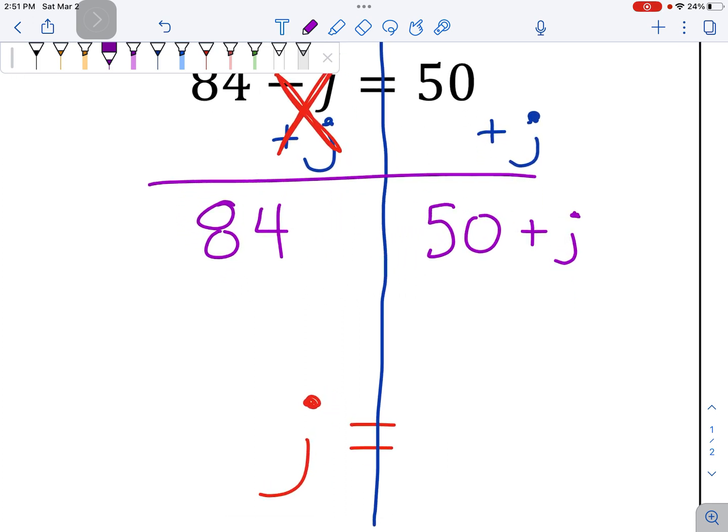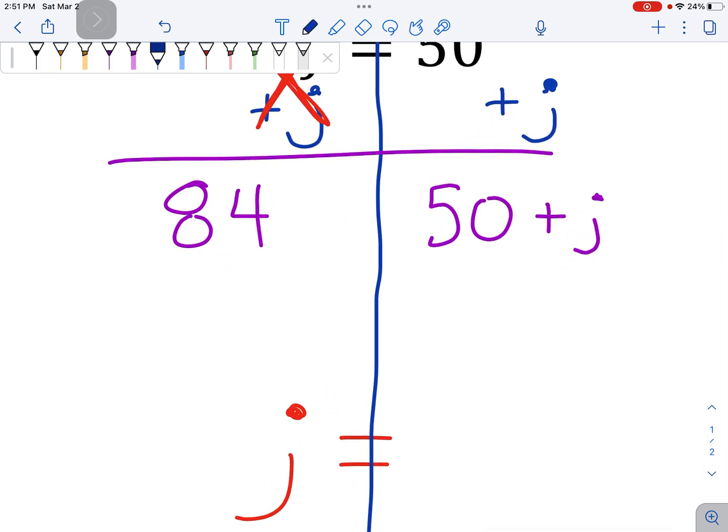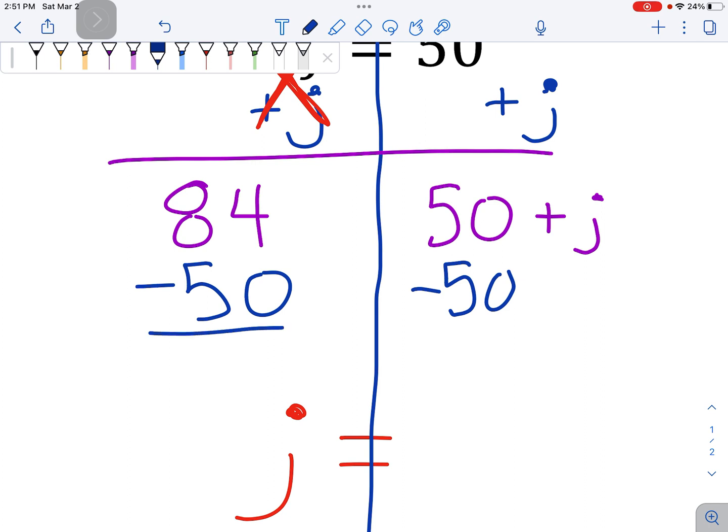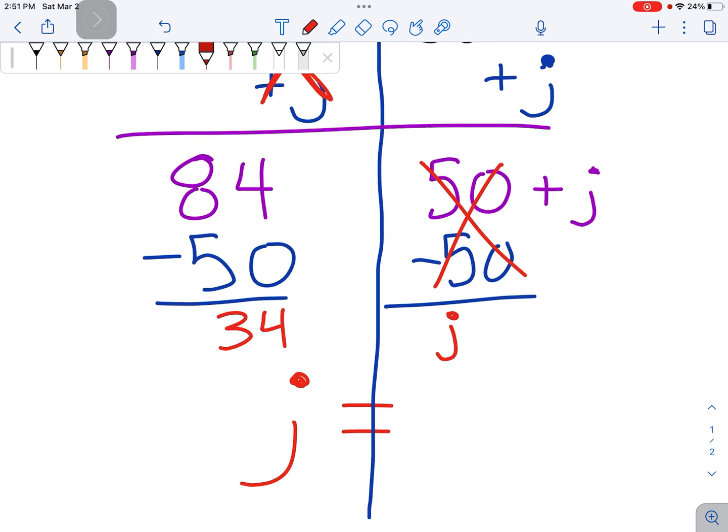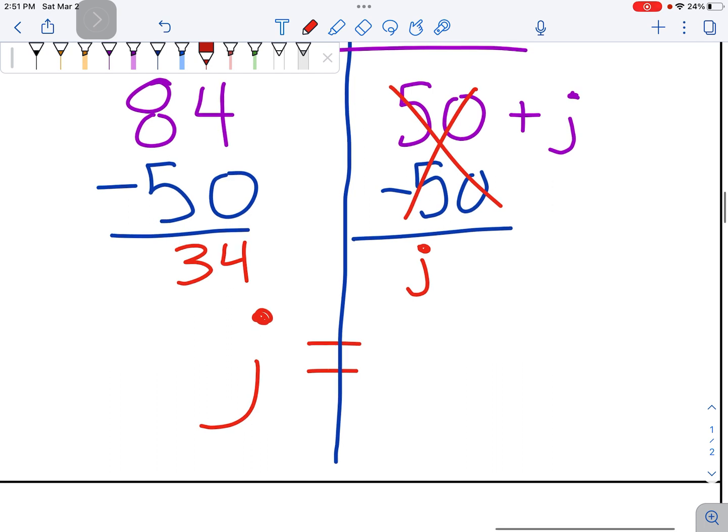Now I can get rid of the 50, right? Do you see that plus? So I'm going to minus 50, minus 50. Now I get a much easier problem. 4 take away 0 is 4. 8 take away 5 is 3. Cross it out, and I can see that there's a J. So this says that when J is all by itself, it should equal 34.